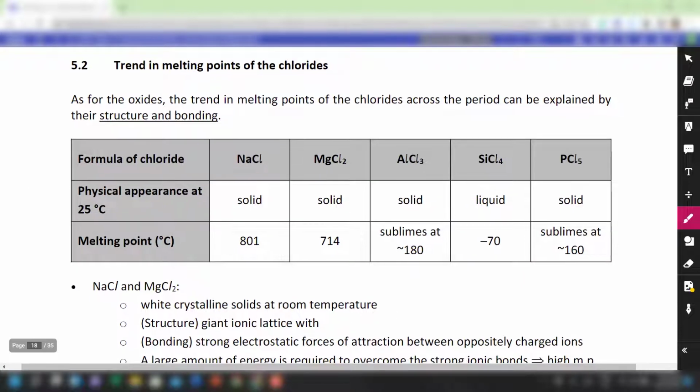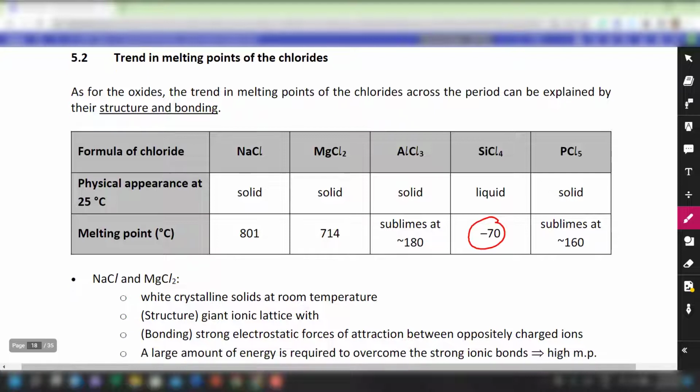What about melting points? The melting points of sodium and magnesium chloride are not as high as those of their oxides and hydroxides, but it's high enough. It's about 800 and 700 degrees Celsius respectively. AlCl3 sublimes from the solid phase to the gaseous phase, and silicon tetrachloride and PCl5 have relatively low boiling points. The melting point of SiCl4 is -70, whereas PCl5 sublimes at 160 degrees Celsius.